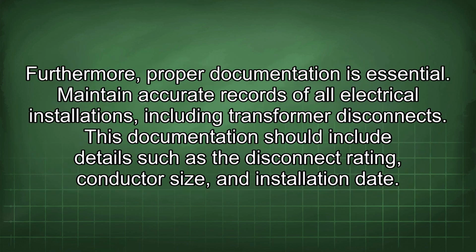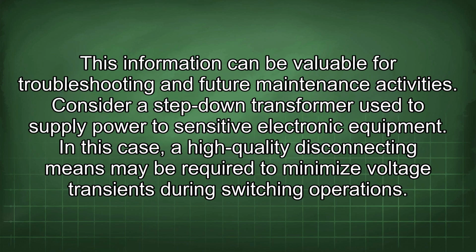Furthermore, proper documentation is essential. Maintain accurate records of all electrical installations, including transformer disconnects. This documentation should include details such as the disconnect rating, conductor size, and installation date. This information can be valuable for troubleshooting and future maintenance activities.